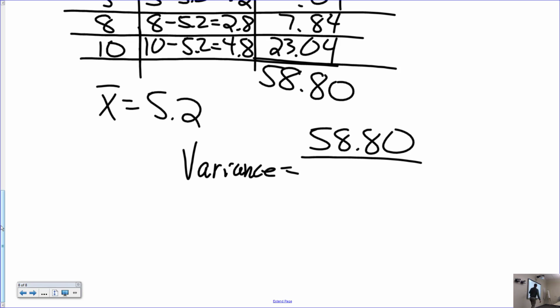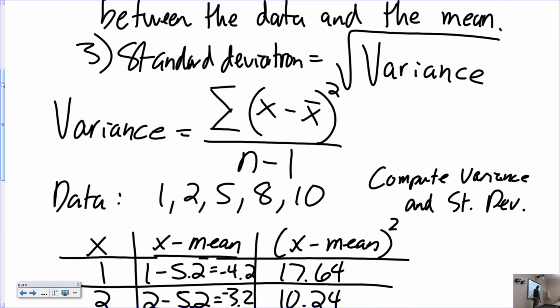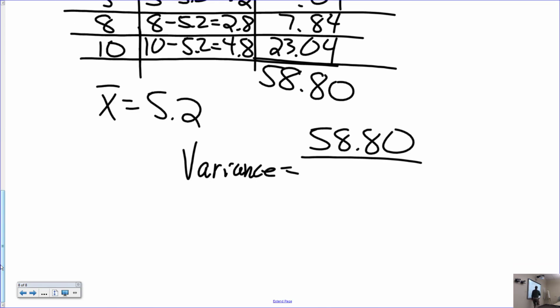What do I put down below it? 1 less than the number of numbers. How many numbers did I have? 5. So what's 5 minus 1? 4. So what is 58.8 divided by 4? 14.7. That's what our variance is. 14.7. What does that X bar thing mean? The mean.